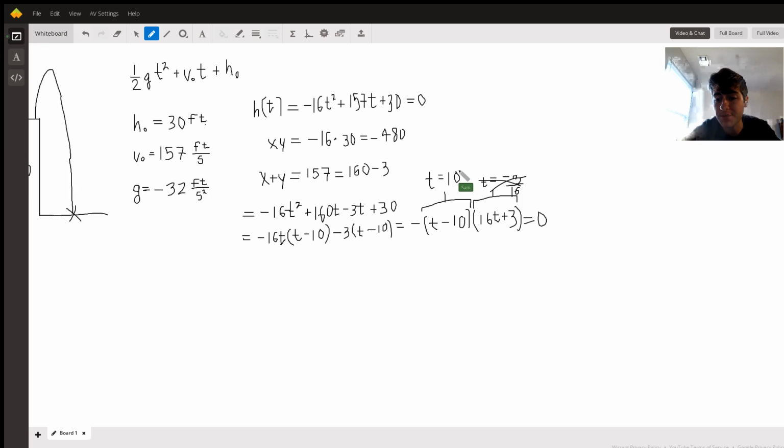The answer, therefore, must be that the arrow hits the ground at t equals 10 seconds. Okay, that's the final answer.